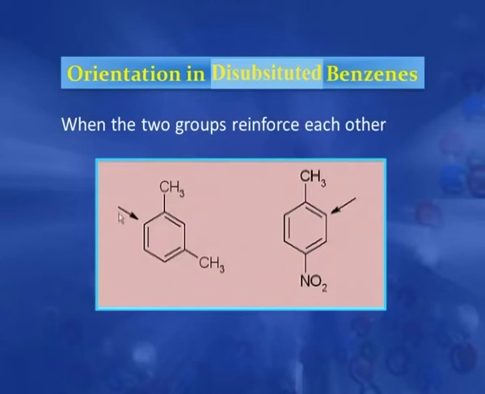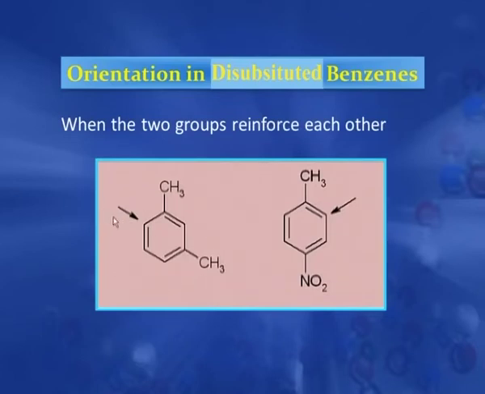For example, this is a methyl, which has an electron donating inductive effect, and this is also a methyl, which has an electron donating inductive effect. So, these 2 are ortho and para directors. This position is ortho to this methyl and para to this one. So, both the groups orient the incoming group to the same position. This is a reinforcing of both the groups on the same position.